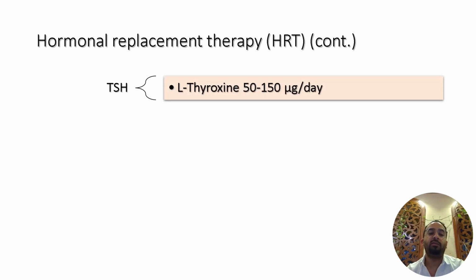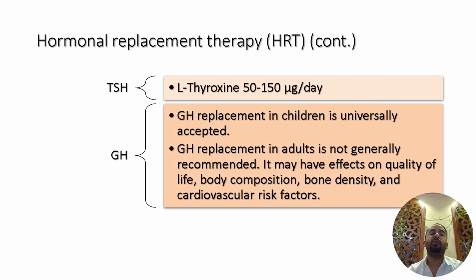TSH deficiency can be treated by giving thyroxine therapy, the same treatment as for primary hypothyroidism. Growth hormone therapy is universally indicated for children in order to improve their final height. Later, in adult age, there is controversy about the beneficial effect of growth hormone replacement therapy in adults, and this is true for many reasons. The aim of giving growth hormone later is not to increase final height but to improve fat mass, reduce fat mass, and improve muscle mass. And this is not a 100% beneficial effect of growth hormone therapy.